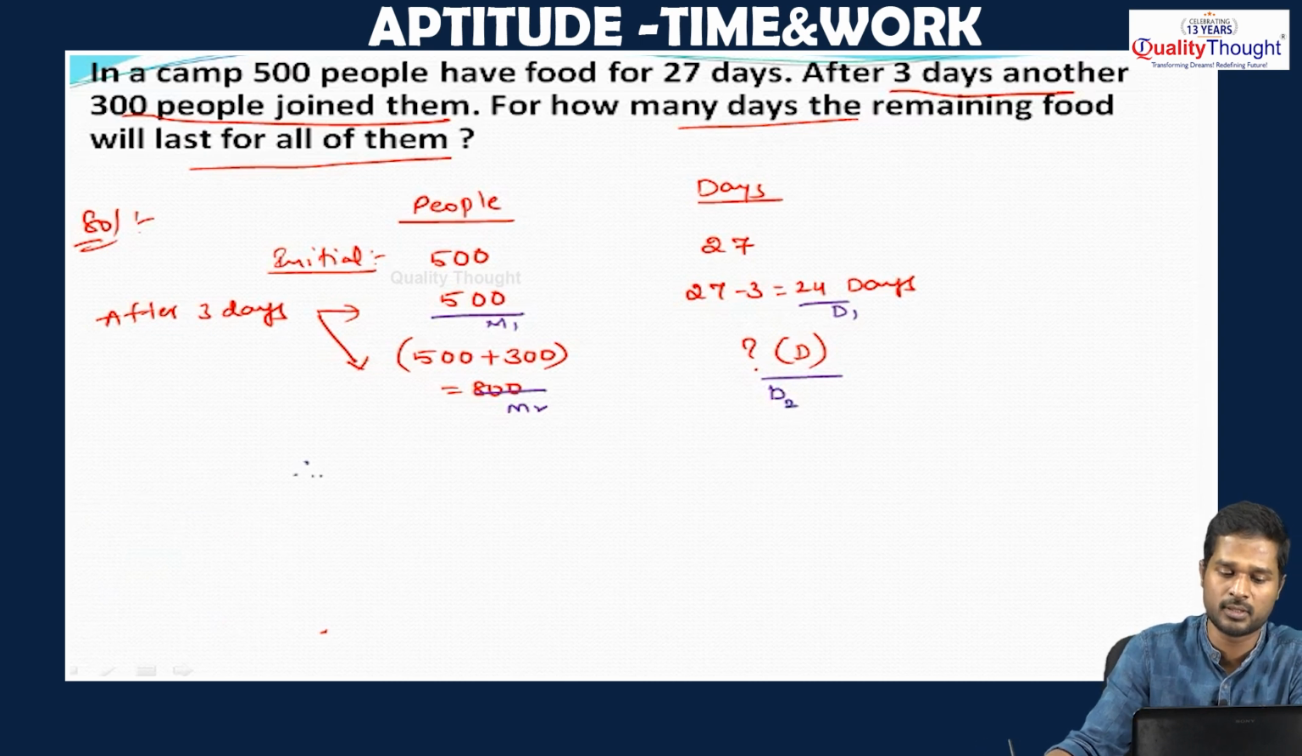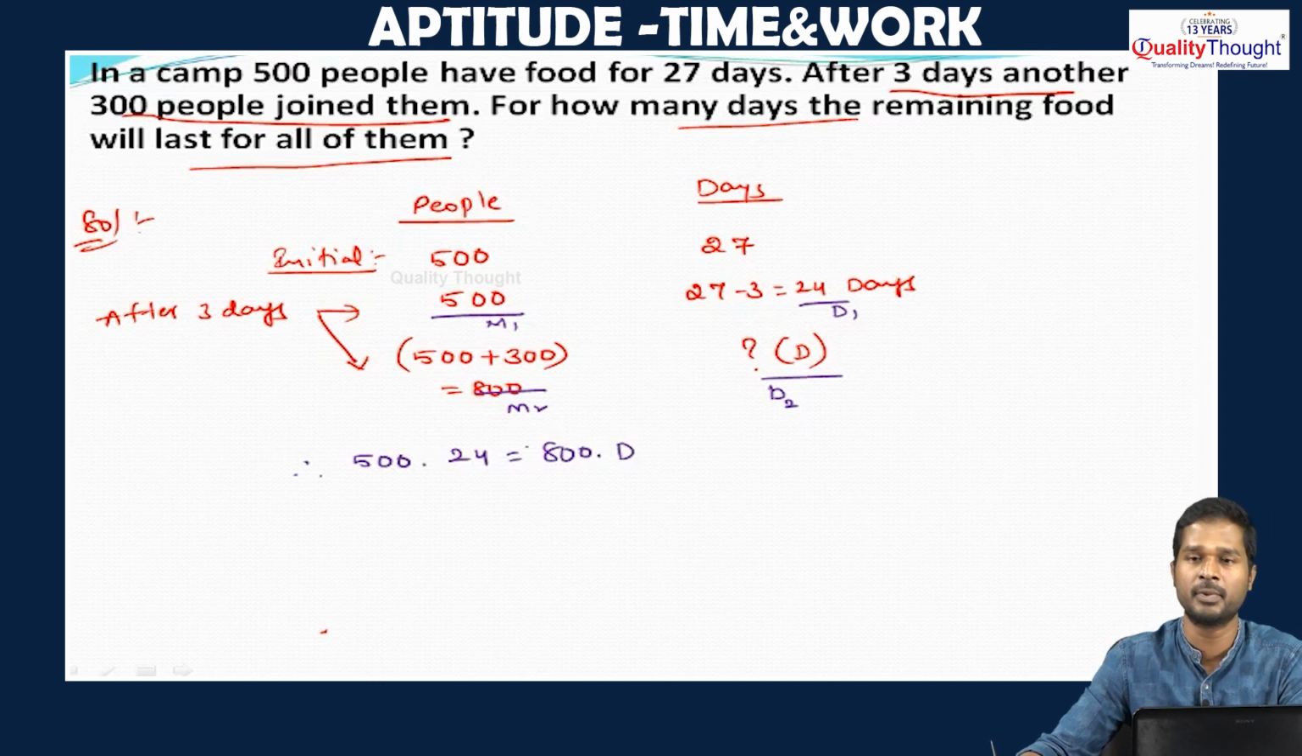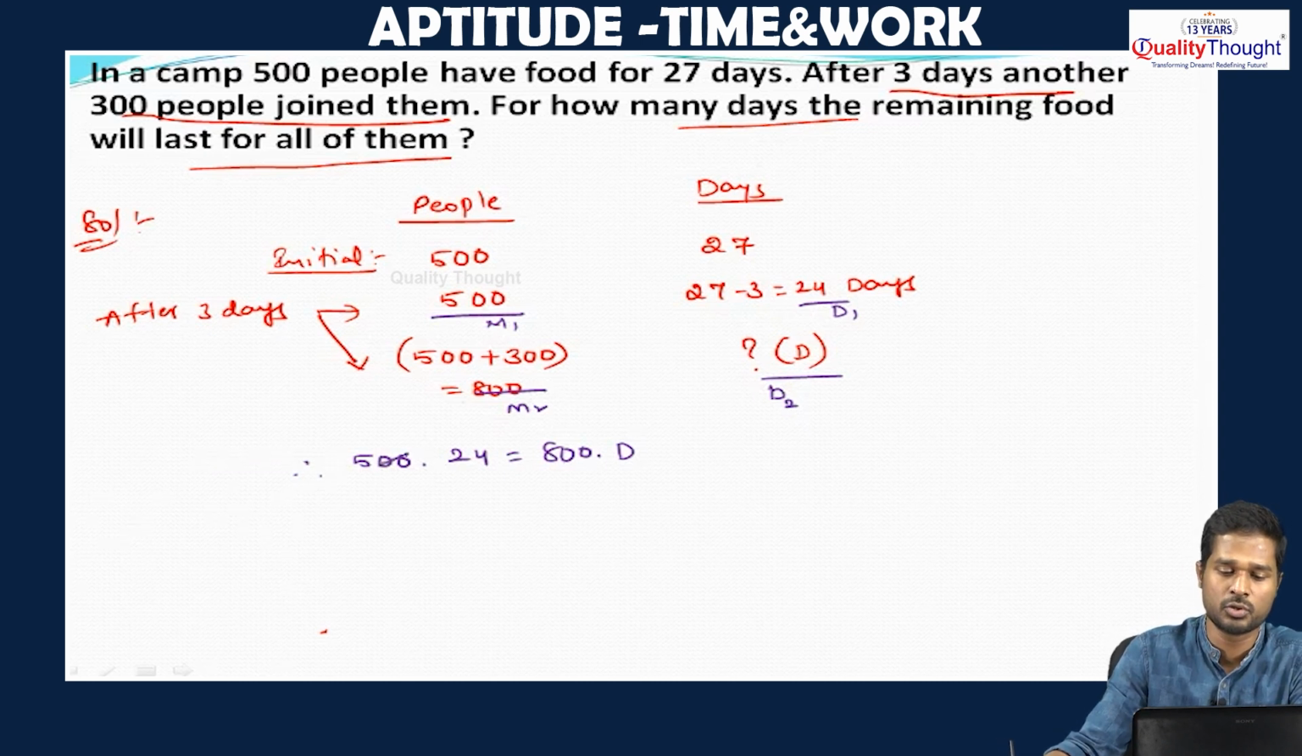Therefore, now go for the thing. So M1 is 500, D1 is 24 and M2 is 800. Let us take D2 as D. So 500 is M1, 24 is D1, 800 is M2, D is D2. Now cancel the things, the two zeros will cancel here, and 8 ones are 8, 3 eights are 24. So the D value will be equal to 5 3s are 15 days.